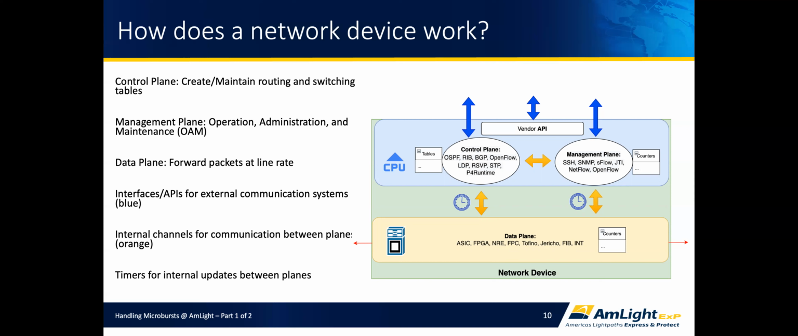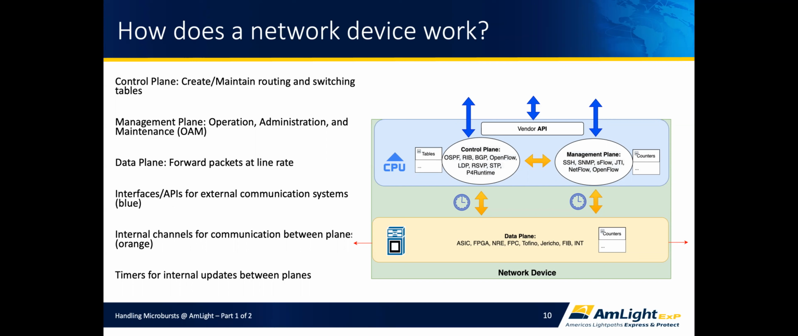The control plane has the responsibility of creating and maintaining the routing and switching tables. So OSPF, BGP, LDP, OpenFlow, spanning tree, RSVP, all of those are control plane protocols. And they work as processes in most operating systems. The management plane also has multiple processes that export data in SNMP, SSH, sFlow, syslog, Juniper telemetry interface, OpenFlow, NetFlow. All of those are also processes running on this general use CPU. Each one of those has its own tables and counters.